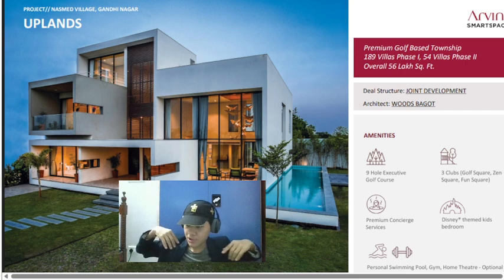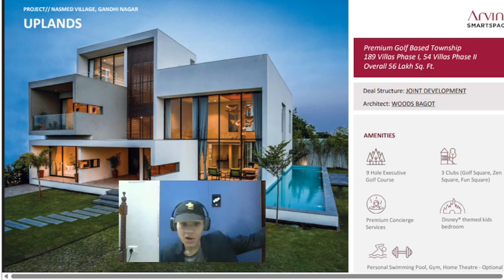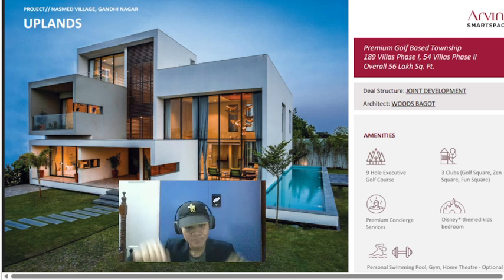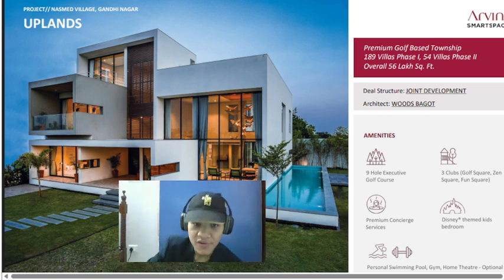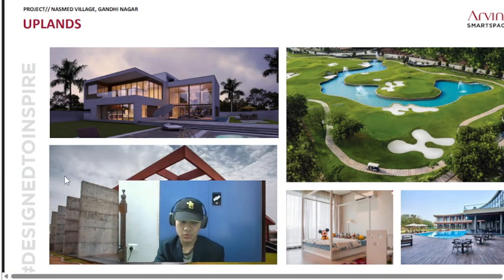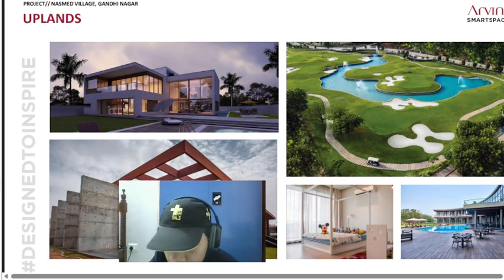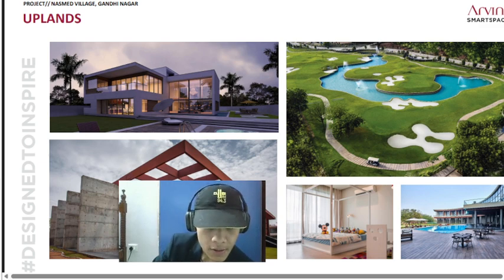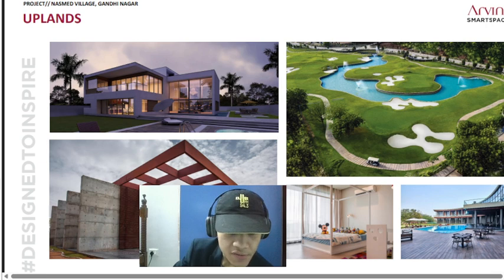On that land, there are a bunch of really nice looking houses, and there are clubs, golf resorts, golf courses. That's what Uplands seems to be. You can see it's written here, premium golf based township. A lot of golf. Let's go down. Ooh, nice. We have a pool, we have golf courses. The house designs are pretty nice.